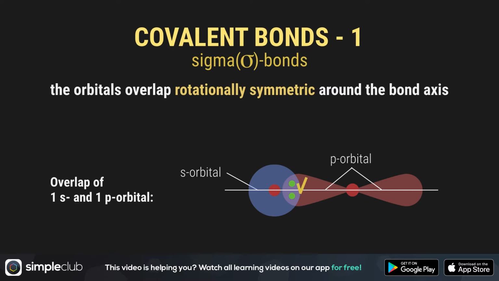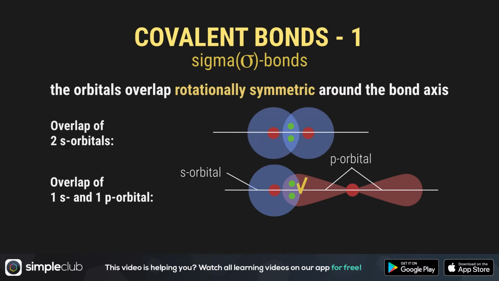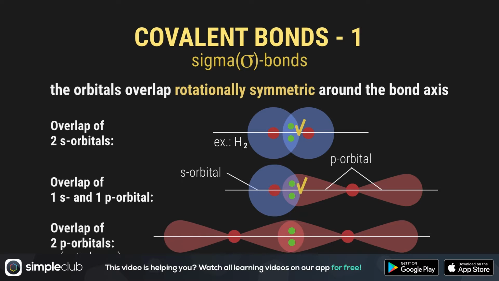This also works if two s orbitals overlap, just like with the hydrogen molecule. The overlap of two p orbitals can also be rotationally symmetric, but not necessarily. A sigma bond is created in the fluorine molecule, consisting of 2 times fluorine. You can see the bond is on the axis again. Alright, that's it for sigma bonds.